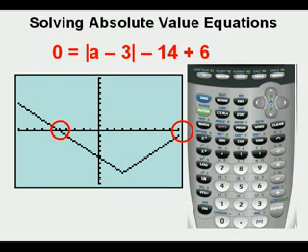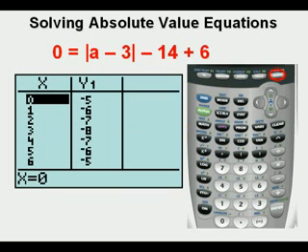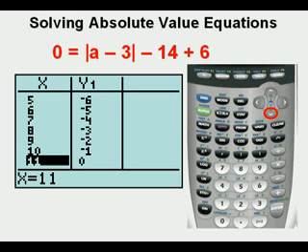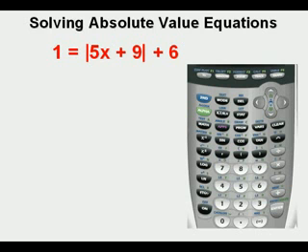We go to our table view by pressing second, then graph to see that table, and we scroll up to see the solution to the left. We verify that -5 is one solution because it's on the x-axis where y equals 0. We scroll down to see the solution on the right, and we see that 11 is that other solution. So here's our set of solutions. a equals -5 and 11. Now let's look at one last problem.